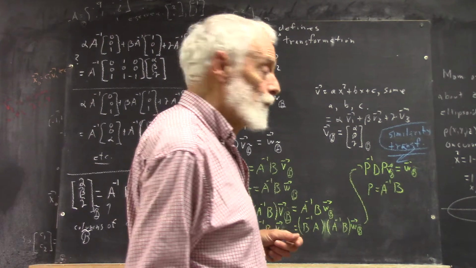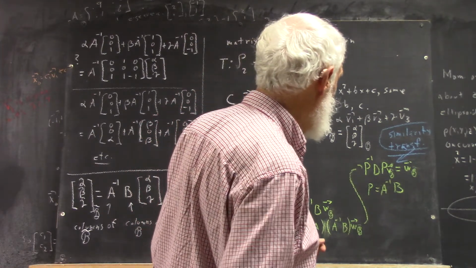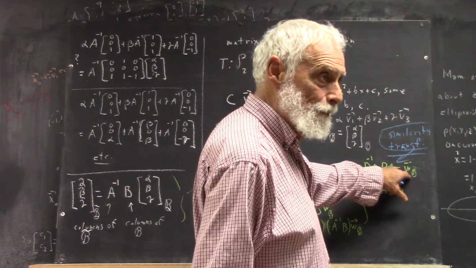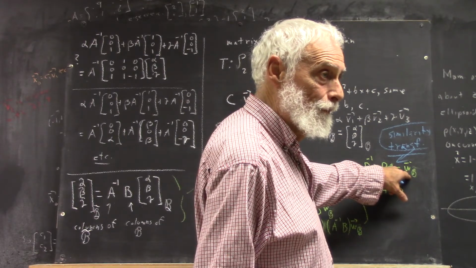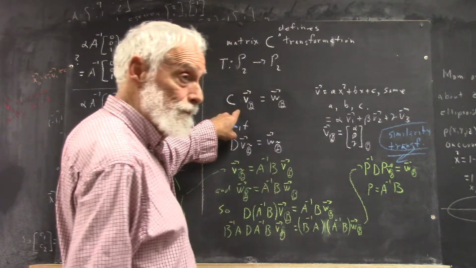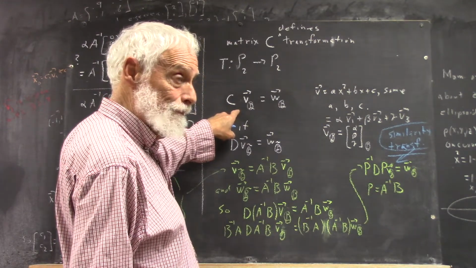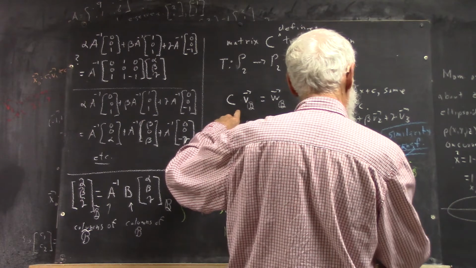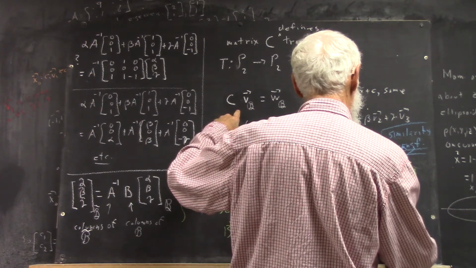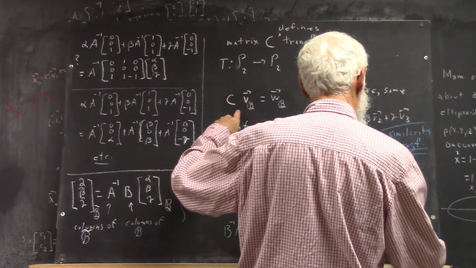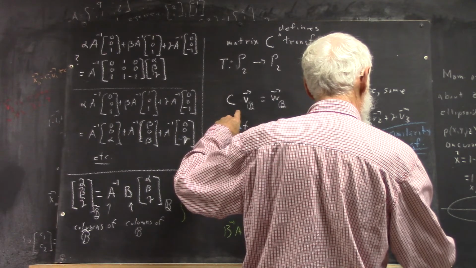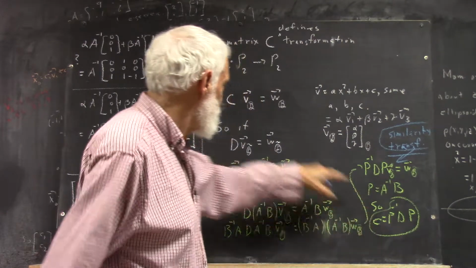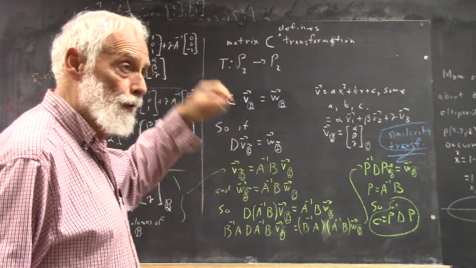Okay. And what do I have? I've got the matrix that multiplies VB to get WB. And what's that? Okay. So here's how we get one matrix relative to the other.